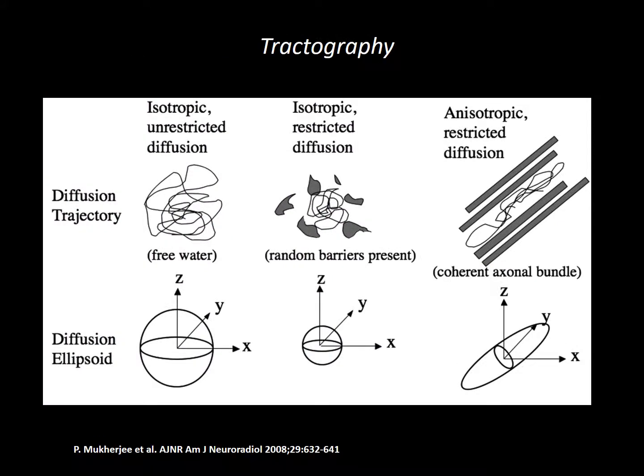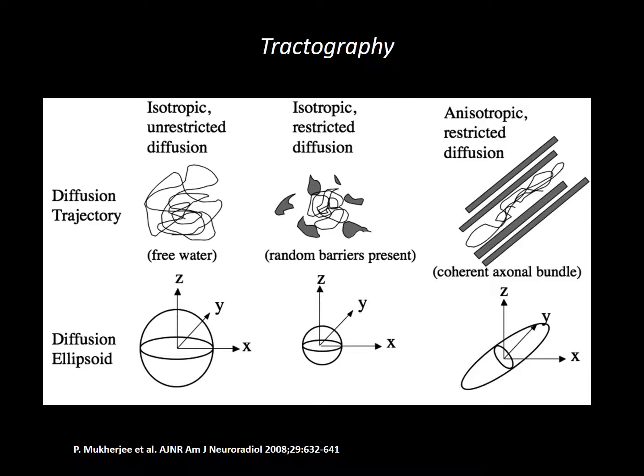So in grey matter, water can diffuse in all directions with similar ease. That is, it has isotropic diffusion. In contrast, in white matter, water can diffuse primarily along the longitudinal axis of the axons. It therefore has anisotropic diffusion or high fractional anisotropy.